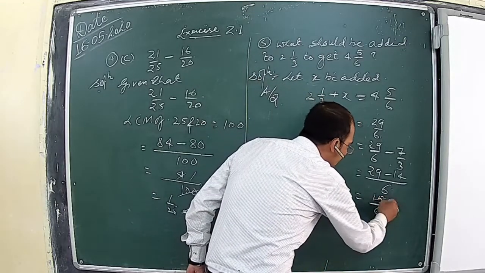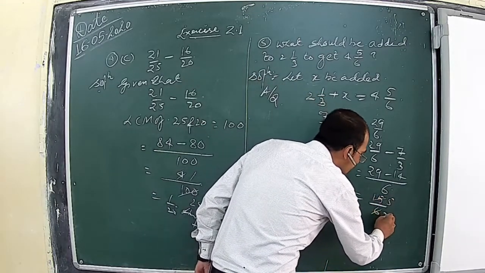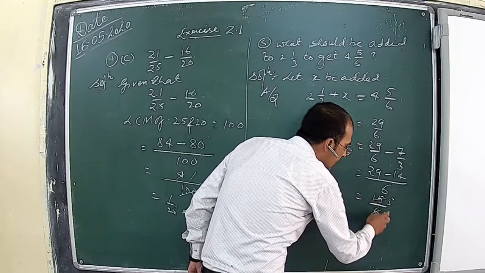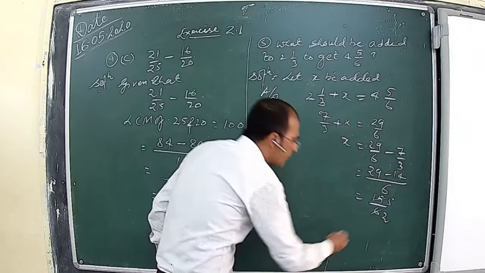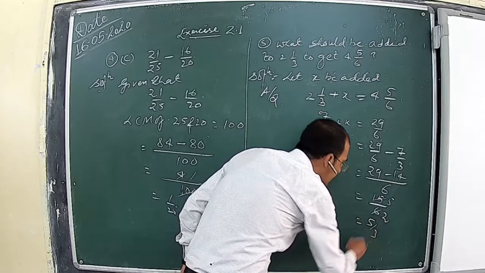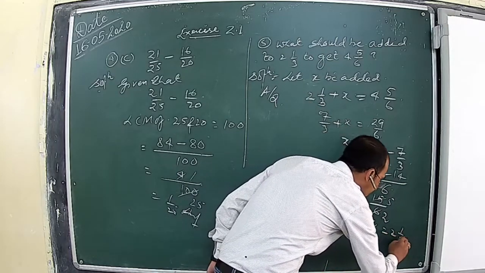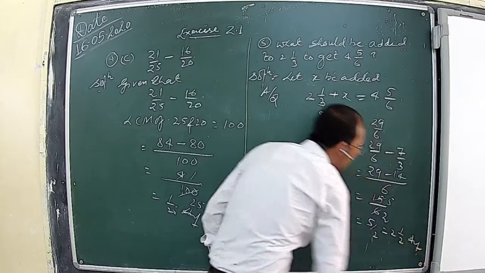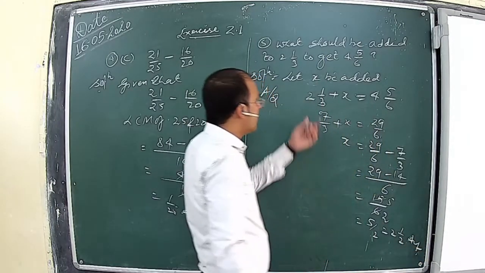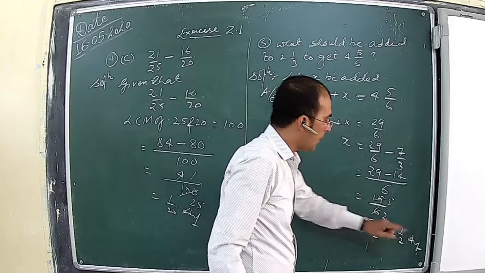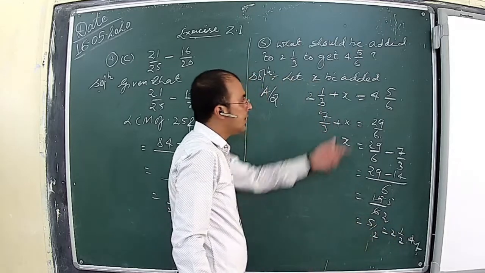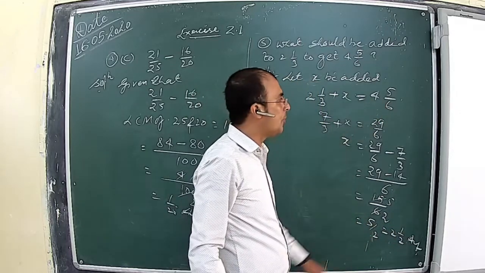And 3 fives are 15, and 3 twos are 6. So you will get 5 by 2. It means you can write 2 whole 1 by 2. This is your answer. It means you will add in this number 2 whole 1 by 2, or 5 by 2. Then its value will be equal to 4 whole 5 by 6.